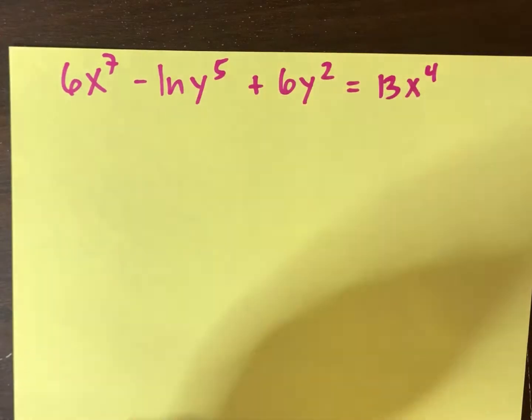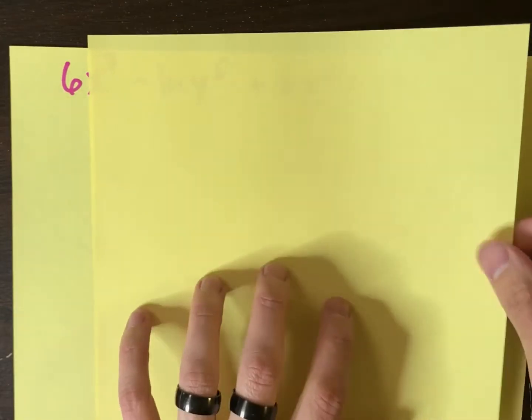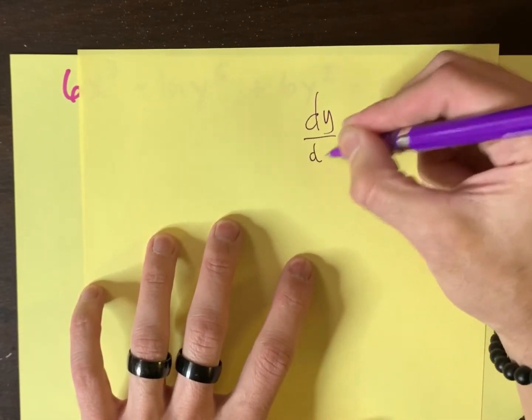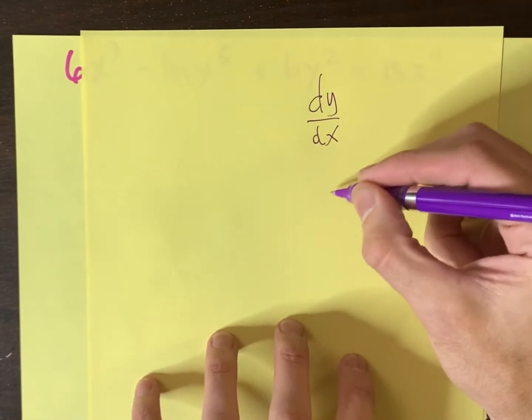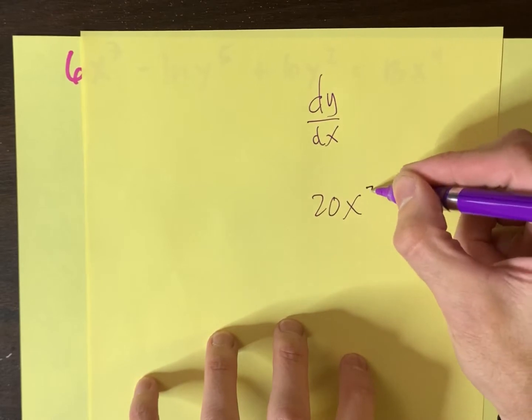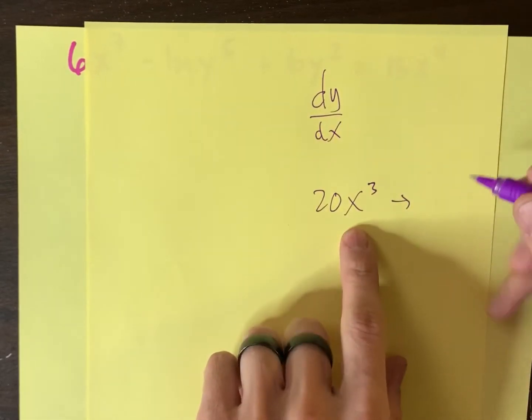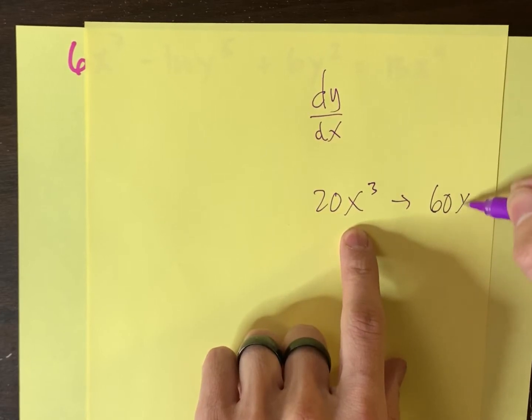So I'd like to try this problem here, but before we get there, a quick FYI. If the discussion is to find dy/dx, then for something like, let's say, 20x cubed, the derivative of that, if we're talking dy/dx, would just be 60x squared.